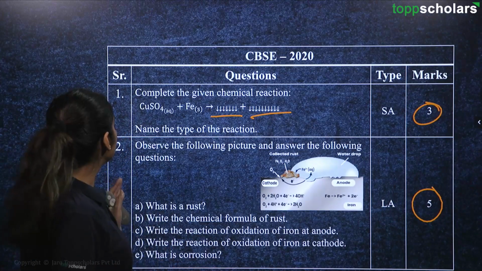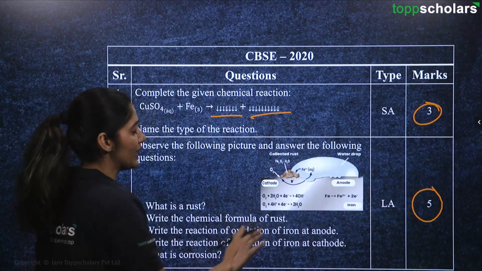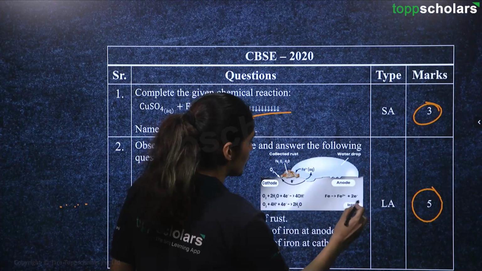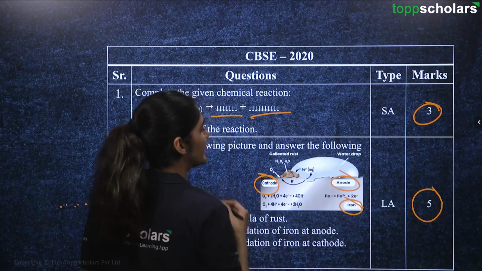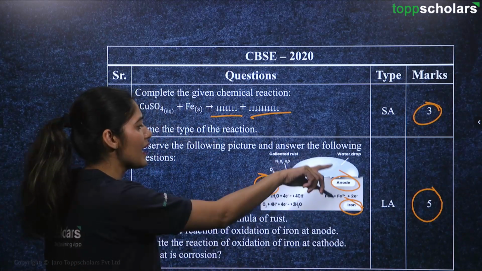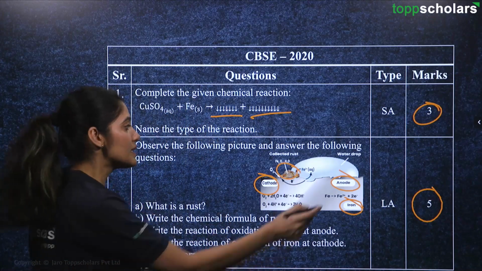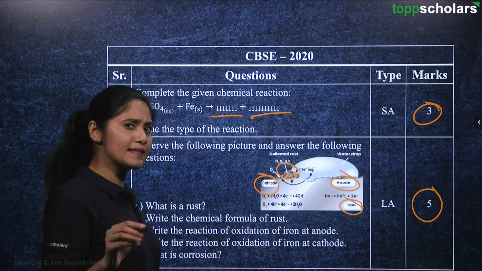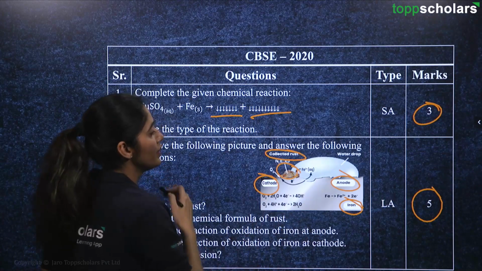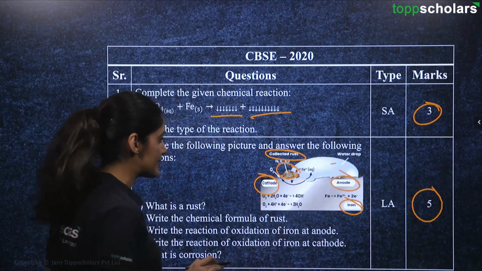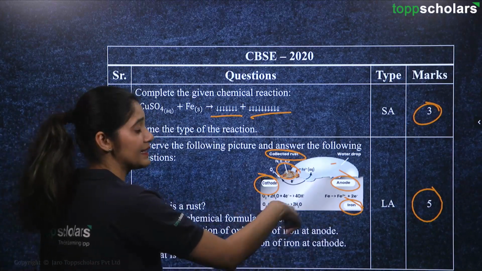Now, the next question, observe the following picture and answer the following question. What does it look like? This is an iron. It is already given. It's an iron surface. Here it is acting like cathode and it is acting like anode, and there is some reaction going on forming, what is this? It's a rust, right? So this entire process is a rusting process. So now we know this is the collection of rust. Here you can see water droplets as well, and there are some reactions going on. So everything is actually given in this entire picture.